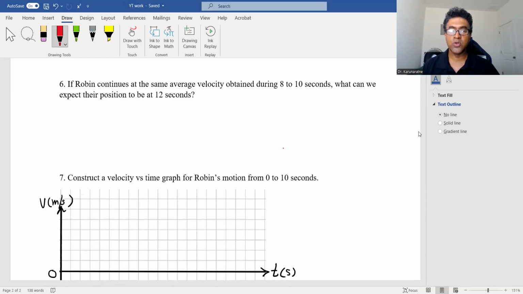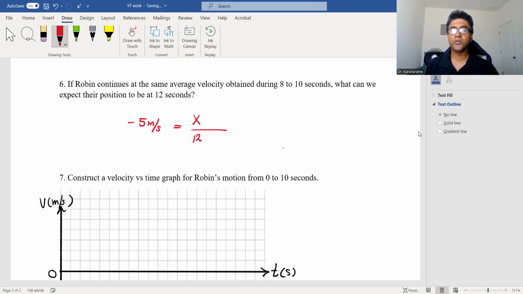Okay, so we know the average velocity between 8 and 10 seconds. That is minus 5 meters per second, and that is equal to change in position over change in time. We want to find the position at 12 seconds, which is beyond the time period we are analyzing in this problem, 0 to 10 seconds. So let's assume that at 12 seconds, the position is x.